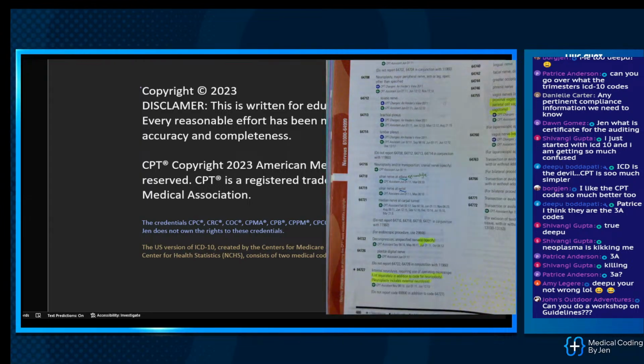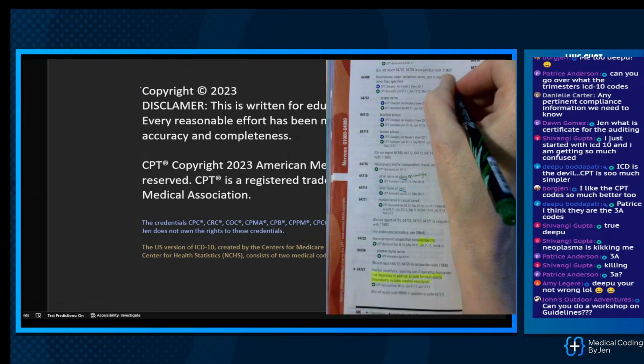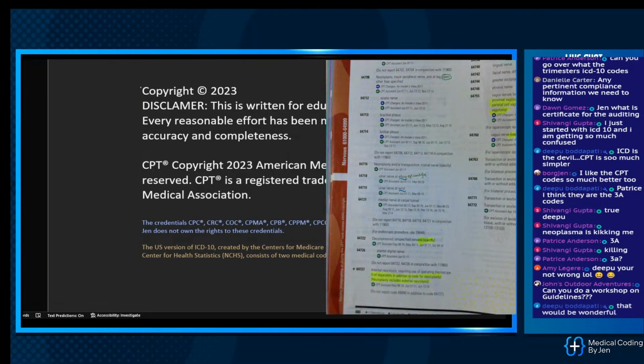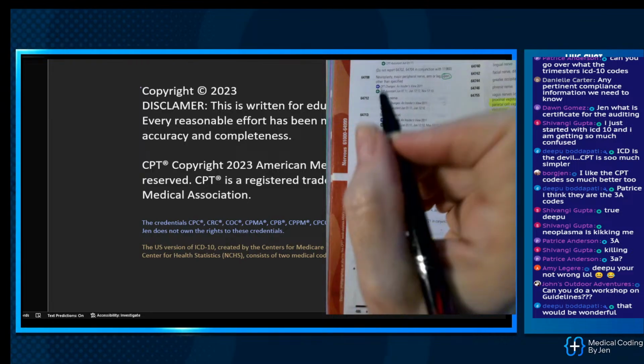Ooh, we got an open. Every time there's an open procedure, circle the open in green. If it's a closed procedure, we circle it in orange, just to keep you on track, because there are so many that are the same procedure on the same bone. The only difference is whether our procedure is open or closed.